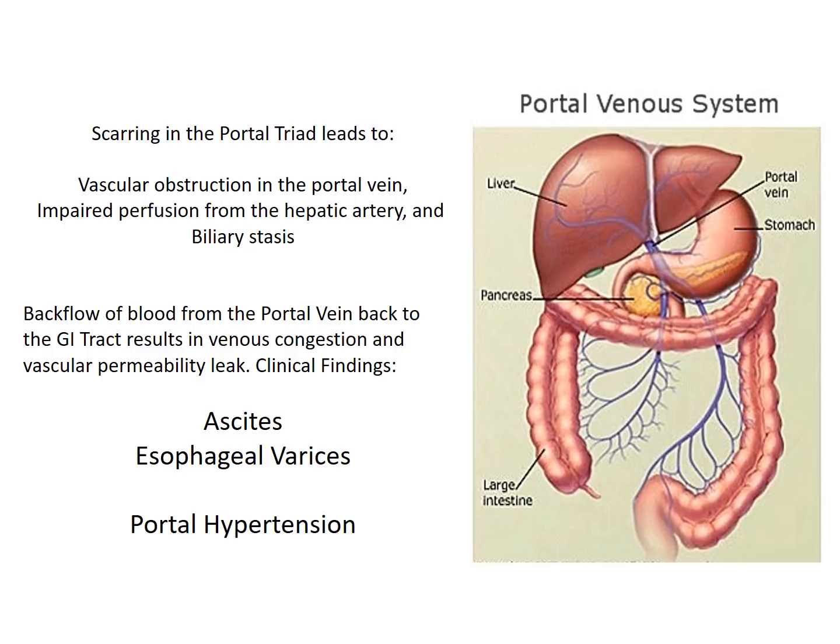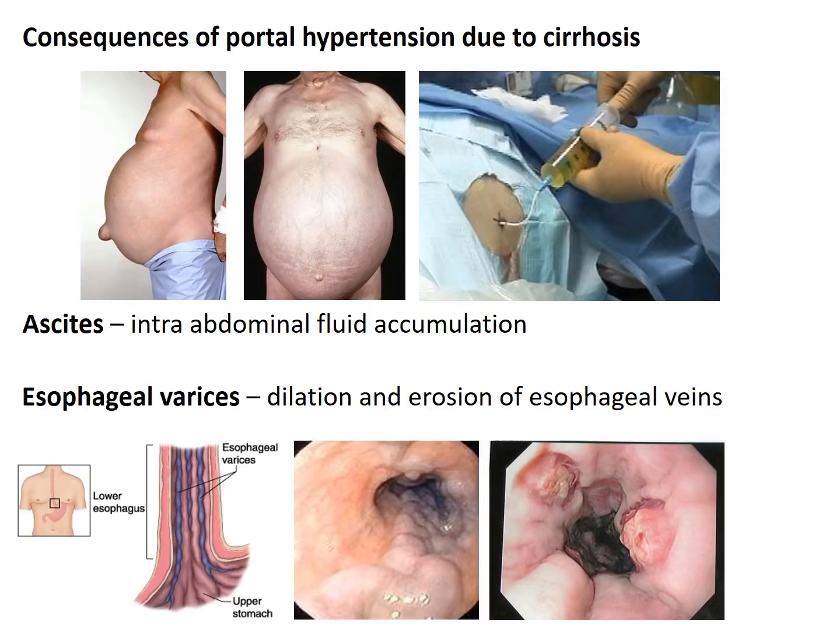Now we're using alcoholic cirrhosis as the example, but understand that anybody from any reason that goes into end-stage chronic liver disease where the liver becomes scarred and fibrotic, those individuals also can develop portal hypertension leading to ascites and esophageal varices. So two major consequences of portal hypertension due to cirrhosis. One will be ascites, the accumulation of intra-abdominal fluid, and the second will be the varices, particularly esophageal and stomach.